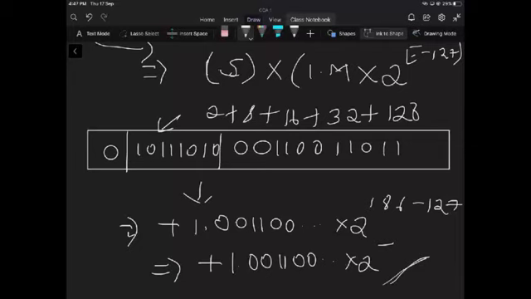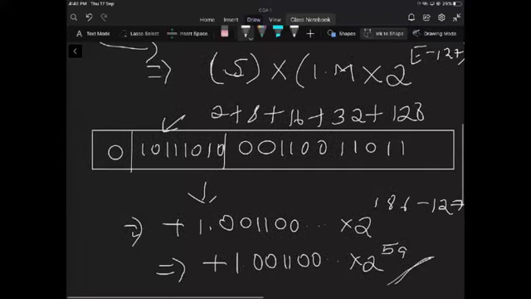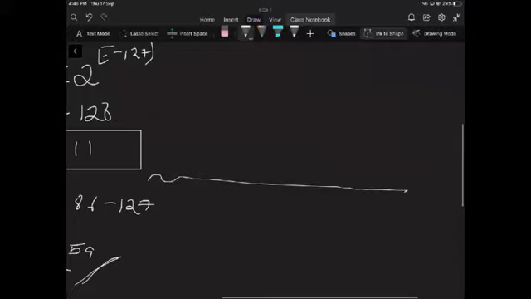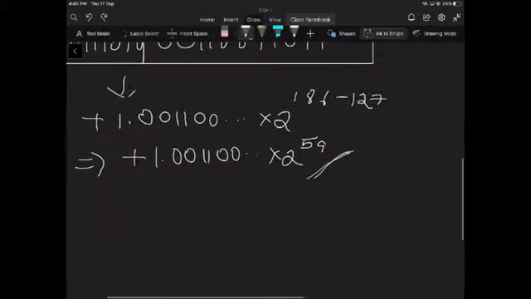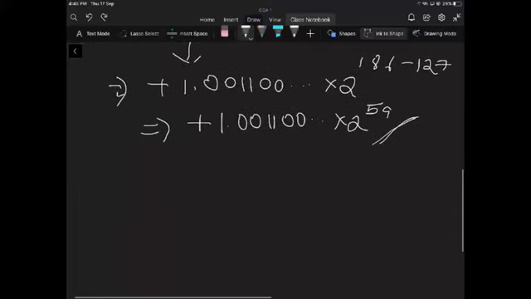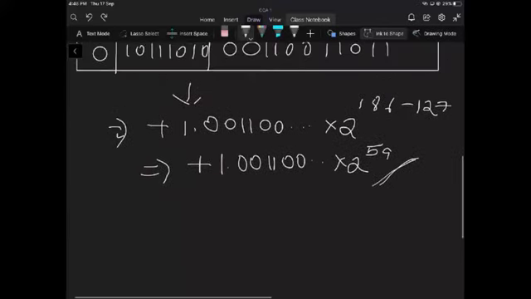Furthermore, you can represent this particular mantissa as well. This is quite a huge number. 2 to the power of 59 is quite a huge number, but still we have managed to express it in binary format. So this is the beauty of taking minus 127.